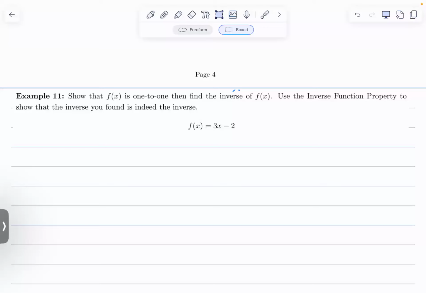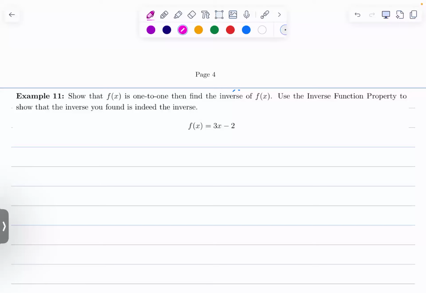Okay. So on the final exam, I'm going to give you a question just like this. You're going to have to show me that it's 1-to-1. You're going to have to find the inverse because it will be 1-to-1, I promise. And then you're going to use the inverse function property, which we just used, where if I compose the function with its inverse, I should get back to x. And if I compose the inverse with the function, I should get back to x. And so let's see here.